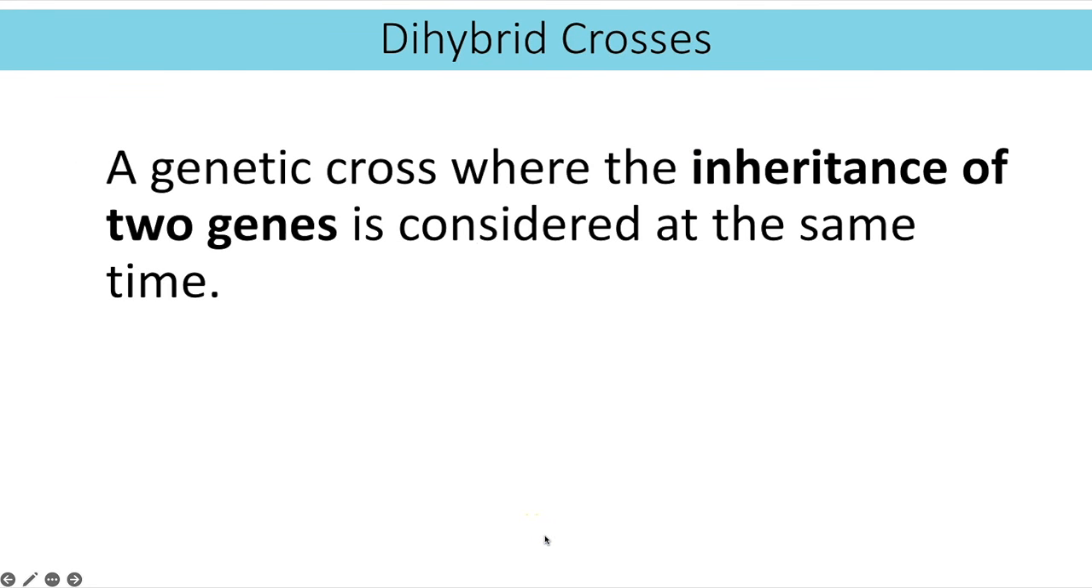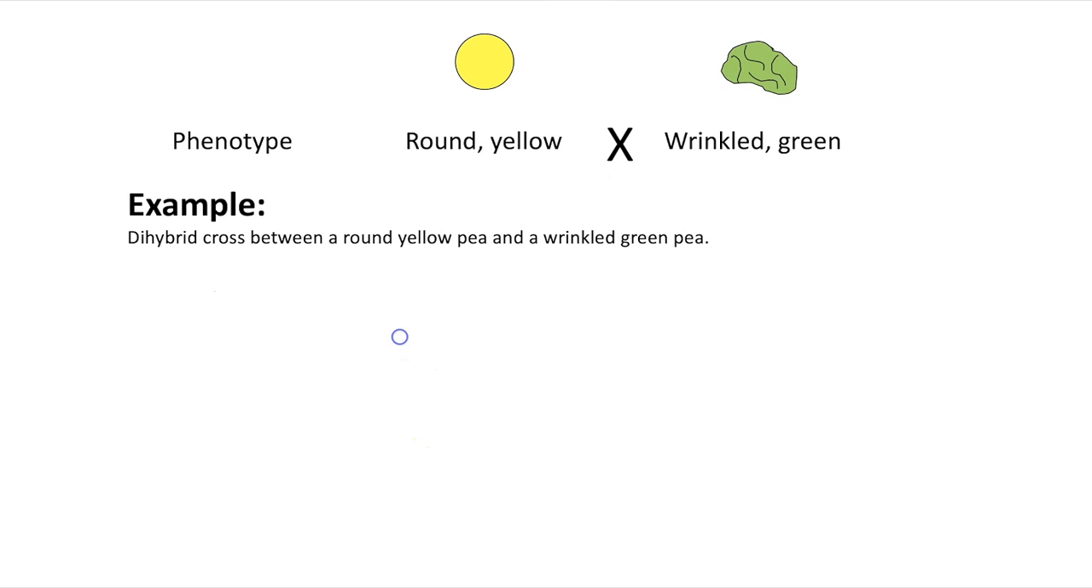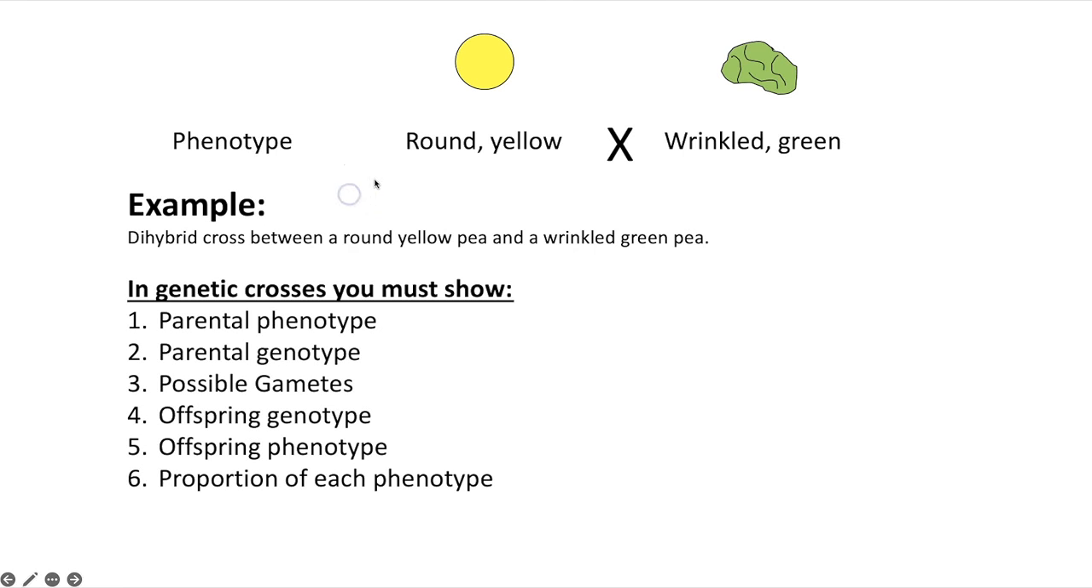So a dihybrid cross is where the inheritance of two genes is considered at the same time, which we actually just saw there in that epistasis example. A common example linked to this is Mendel and his peas. So he looked at pea plants, considering the gene for colour and the gene for whether it was round or wrinkled. Only he didn't know genes at that point. He was just noting down the colour and texture.